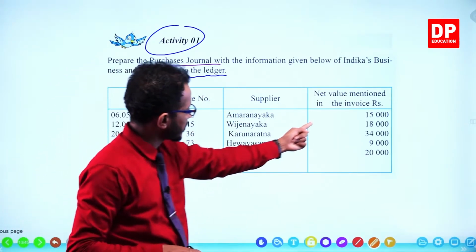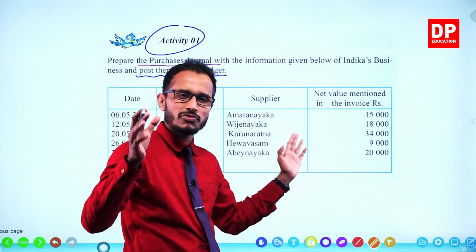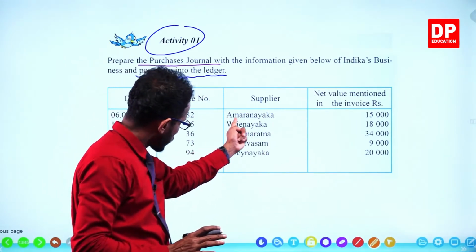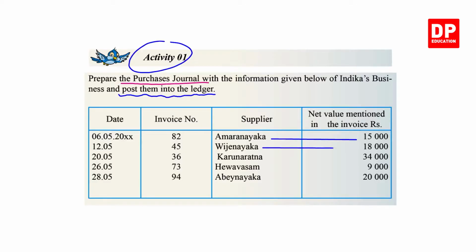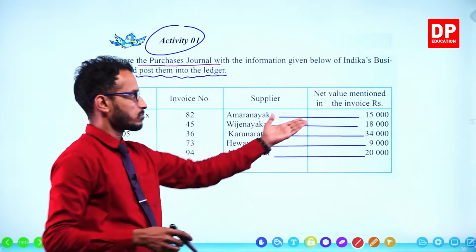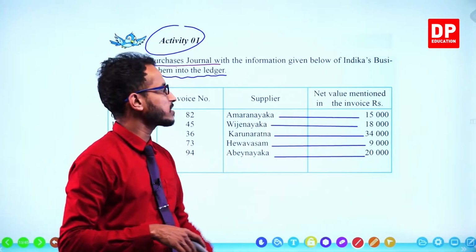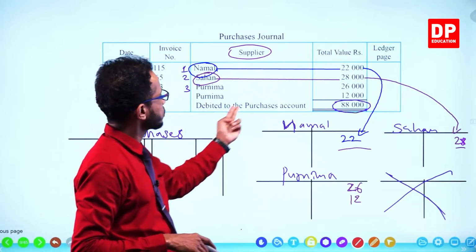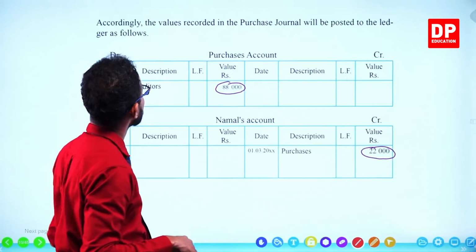Or because it's only a set of suppliers and it's only a matter of drawing the purchases journal, the format, and writing the names of these suppliers and recording the amounts in the value column. It's just a matter of writing the name of the supplier, just like this, and putting the values. So it's an easy activity, a very easy one.